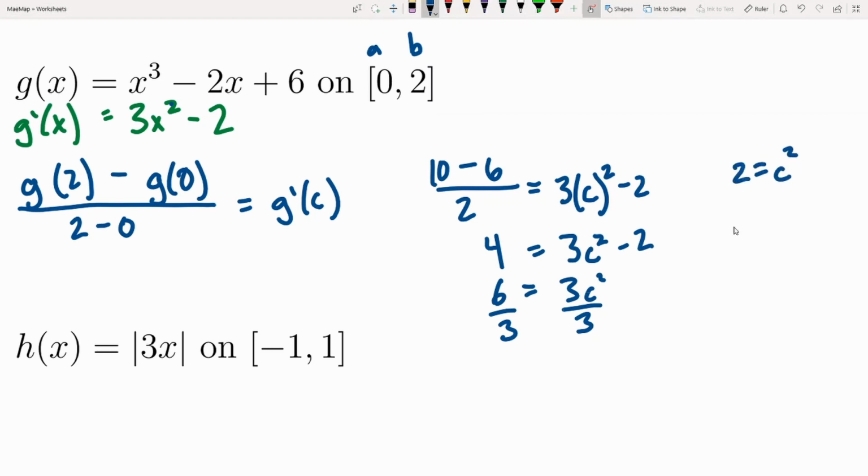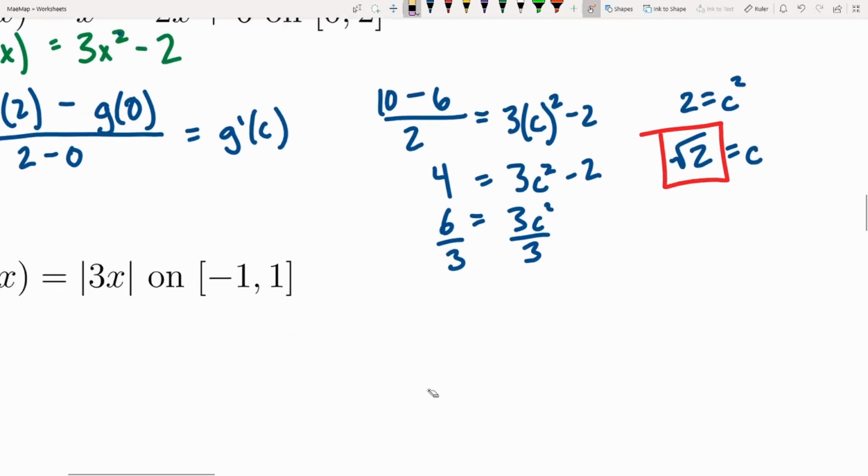In order to solve for c, we'll take the square root. So we'll get the square root of 2 equals c, and remember when we take the square root, that gives us a plus or a minus. But the c value we're looking for falls in this interval, so we're not going to have a negative root 2 in that interval, so we know that our c is equal to positive square root of 2. So when our x value is equal to root 2, that derivative at that point is equal to the slope of the secant line of the endpoints of our interval. So let's move on to part C.